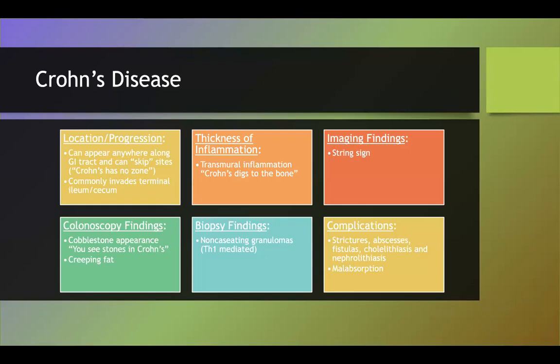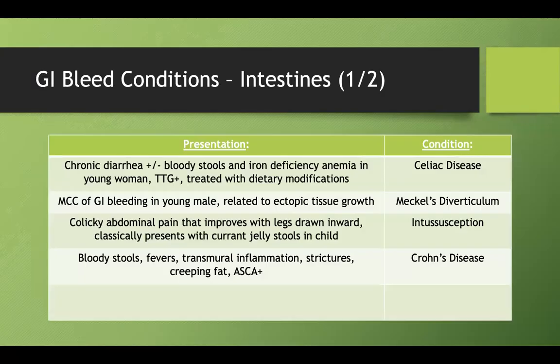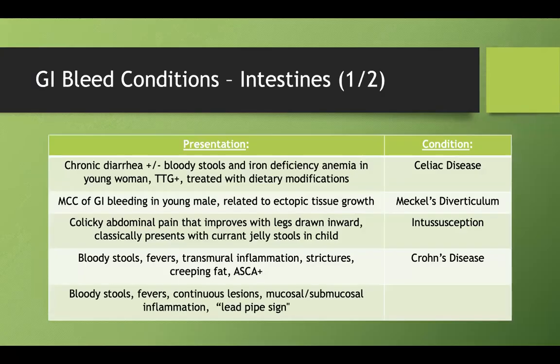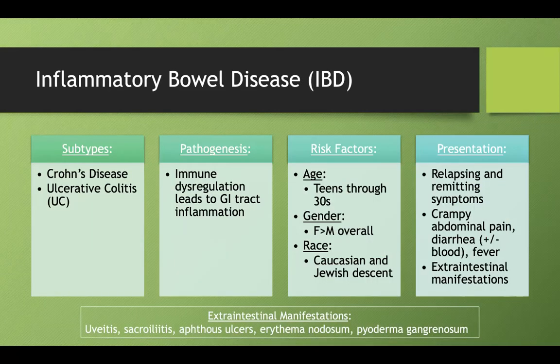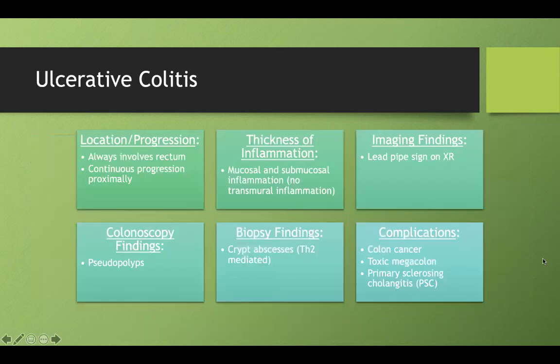And again, here's from our colon lecture. Just keep in mind all these differences between Crohn's and UC before test day. And here we go. We have bloody stools, fever, continuous lesions. You have your lead pipe sign. So now we're referring to ulcerative colitis. Again, this is the exact same slide I just showed. Doesn't matter if it's Crohn's or UC, they can all present with these similar symptoms. So that's why knowing the differences, such as that lead pipe sign, crypt abscesses, all these different complications, are especially important in distinguishing Crohn's and UC.